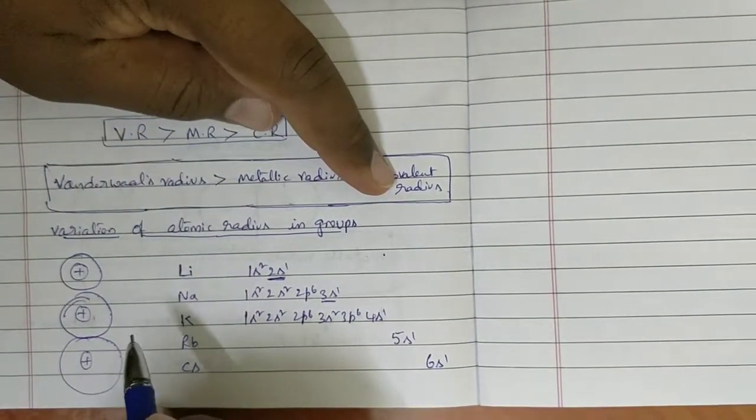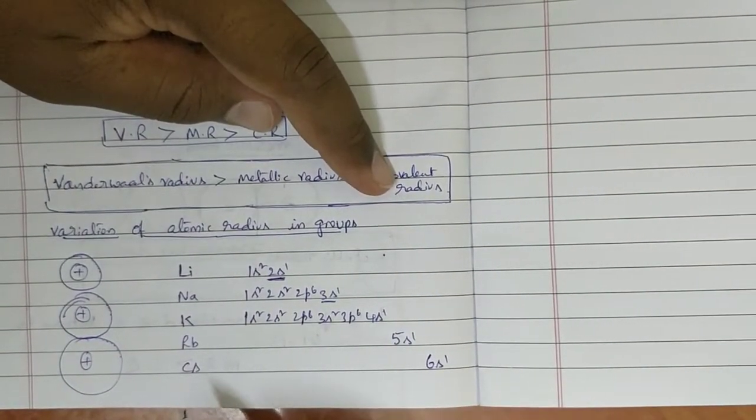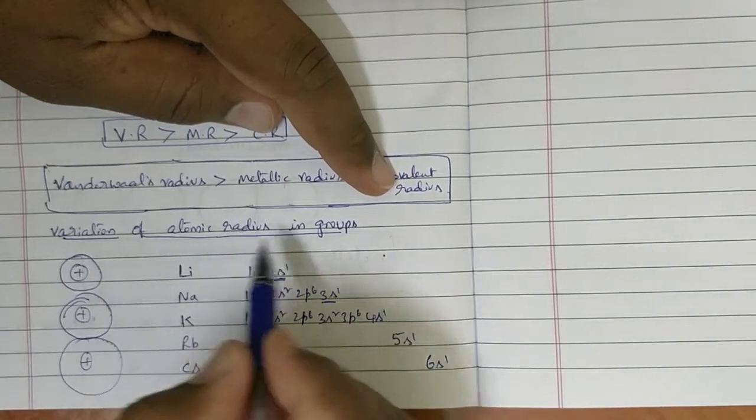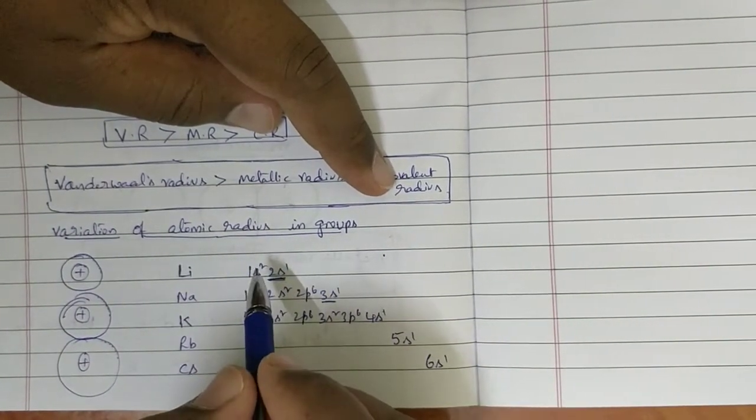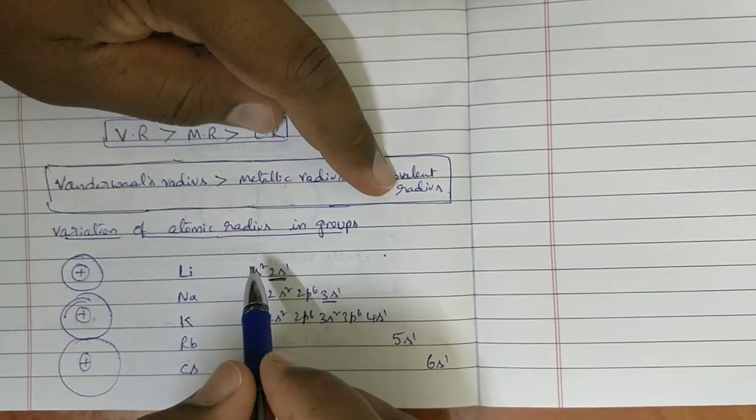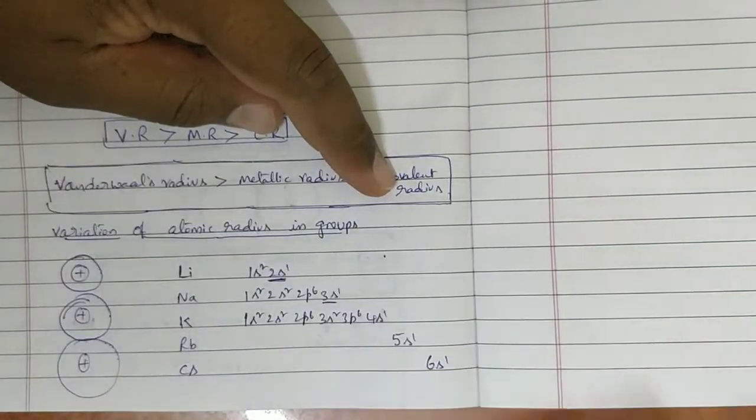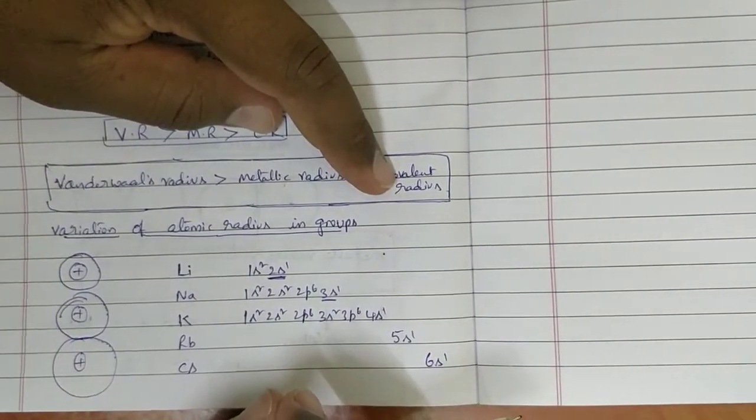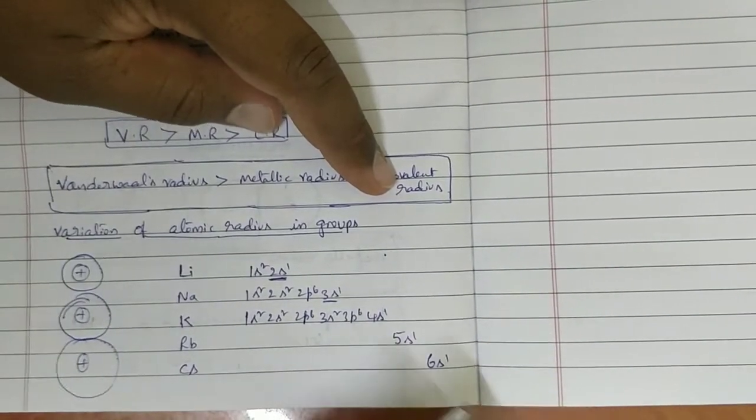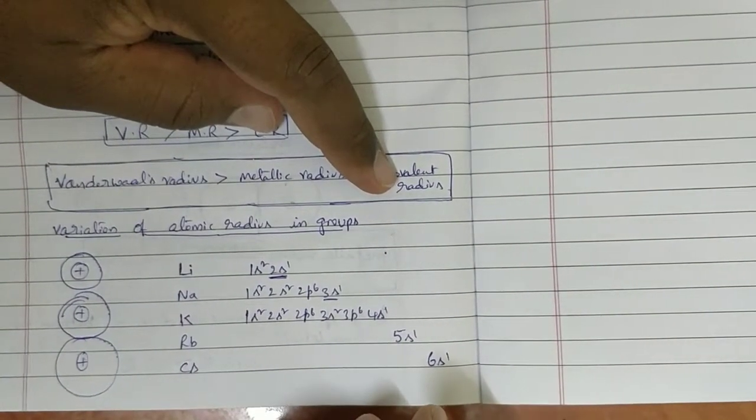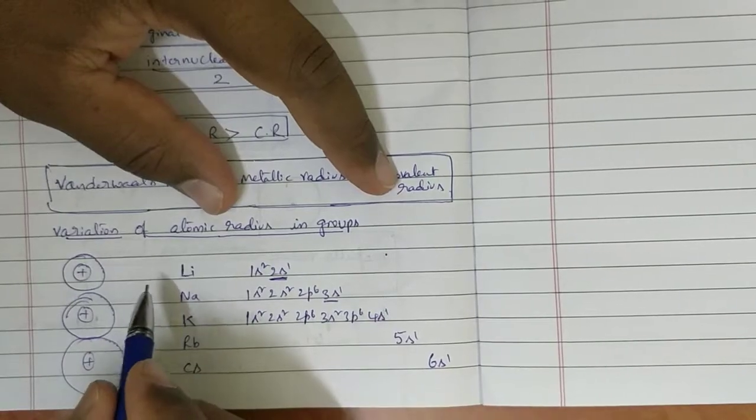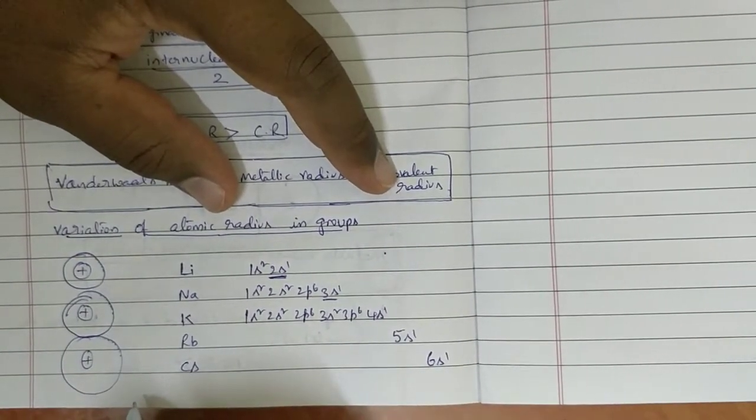So in a group from top to bottom, remember, variation of atomic radius in groups. Not only this property, wherever we keep the heading group, we will consider that in a group from top to bottom only. In a period, we will see left to right. So in a group from top to bottom, what happened to atomic size or atomic radius? Increases.